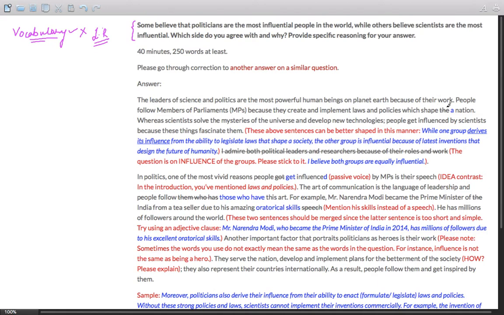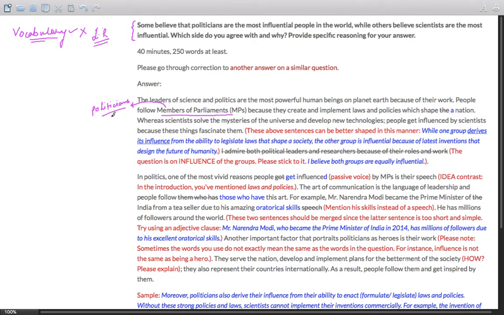For instance, let me begin with the first mistake. I've not highlighted over here, but it exists. People follow members of parliaments because they create and implement laws and policies which shape a nation. Now, members of parliaments are politicians. There's no doubt these are politicians, but there are a number of politicians who are not members of parliaments, and they are influential.